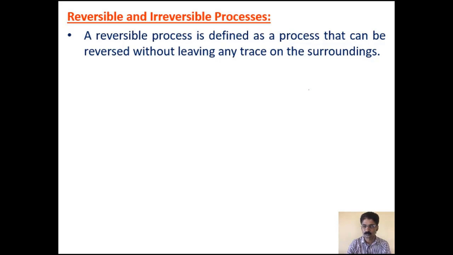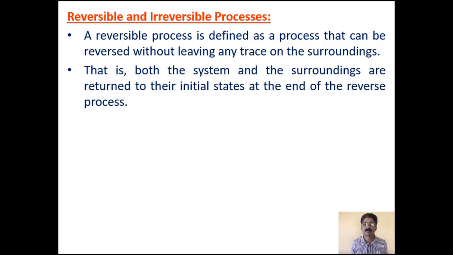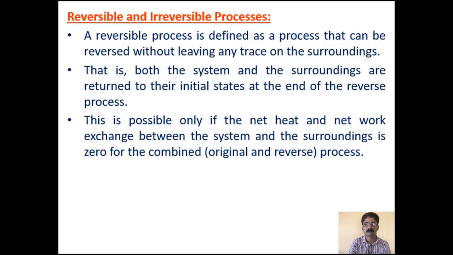Okay. So both the system and the surroundings are returned to their initial states at the end of the reverse process. This is possible only if the net heat and net work exchange between the system and the surroundings is 0. That is, the cyclic integral of dW and the cyclic integral of dQ should be 0. That is for the original and the reverse process.